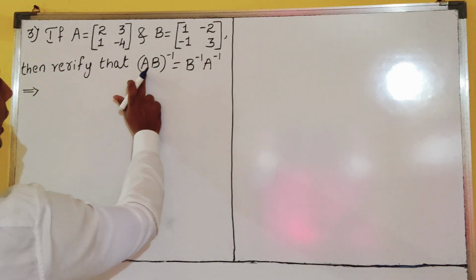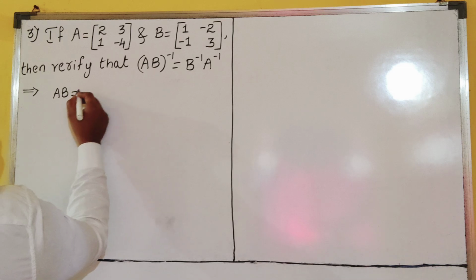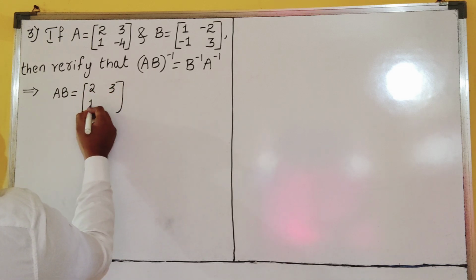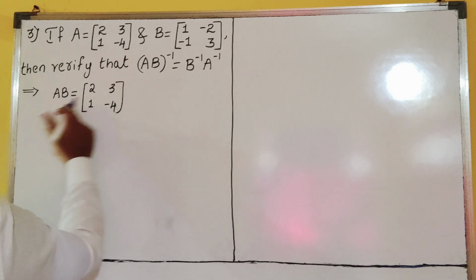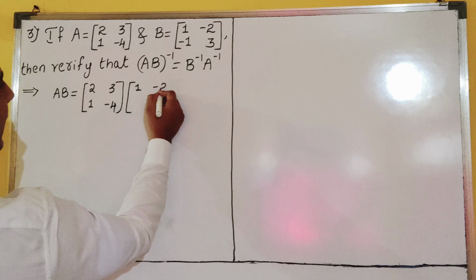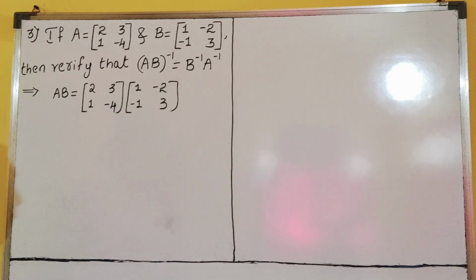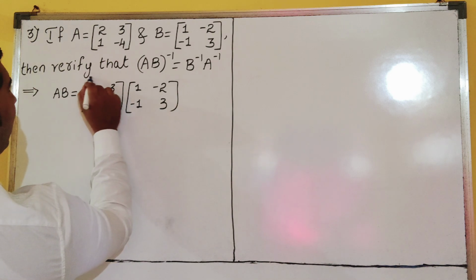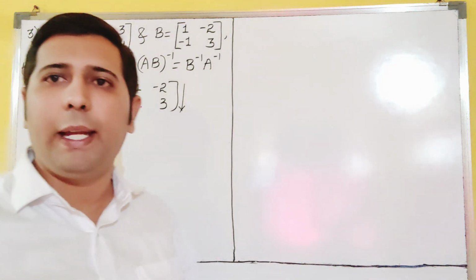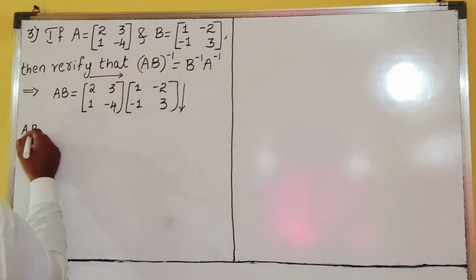First we have to find AB. Let us find A into B. A is [2, 3; 1, -4] into B, which is [1, -2; -1, 3], dear students. A into B we have to solve now. So now you cross multiply. You know this one. How to multiply this one? Row into column. So row into column you can multiply A into B.